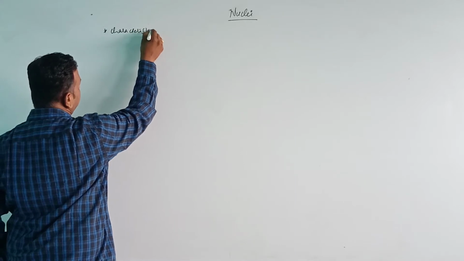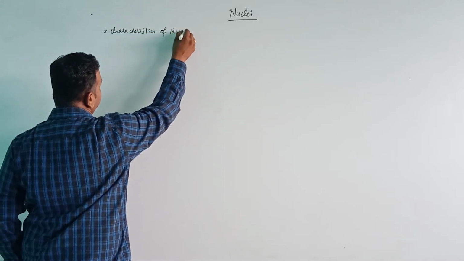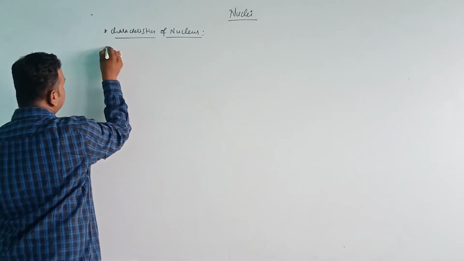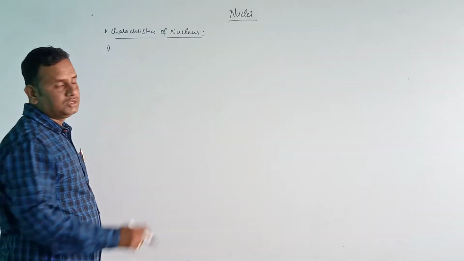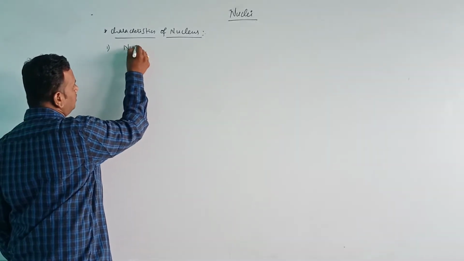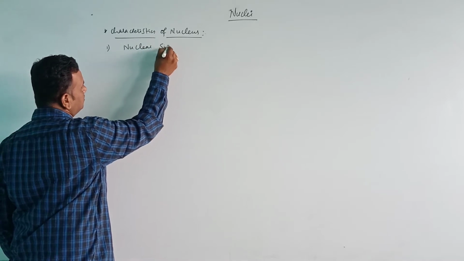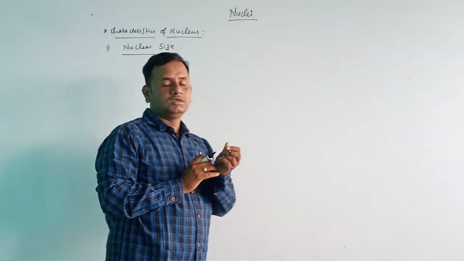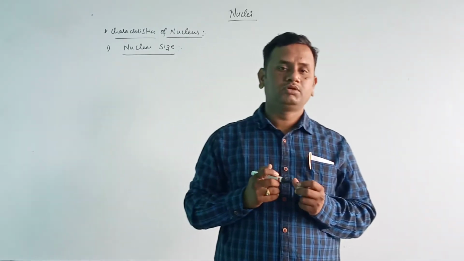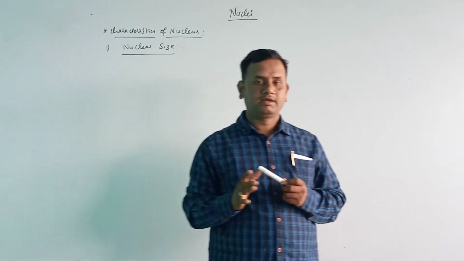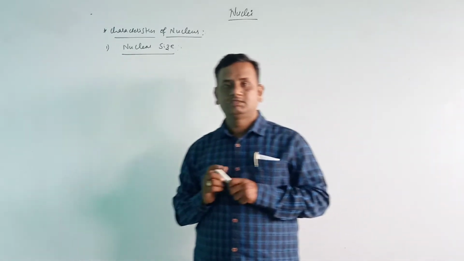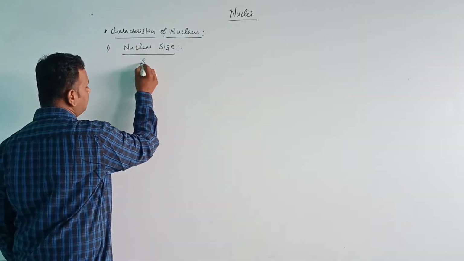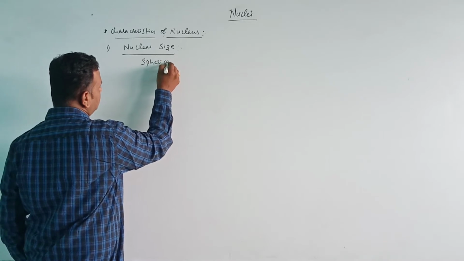Characteristics of nucleus. The first characteristic is nuclear size. Nuclei are assumed to be in spherical shape.